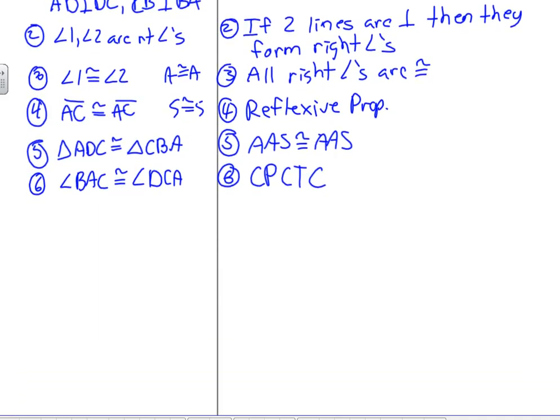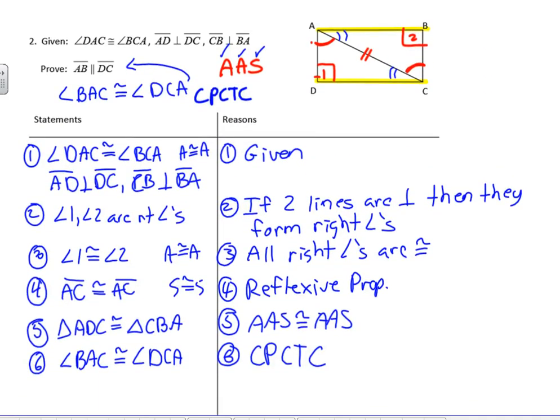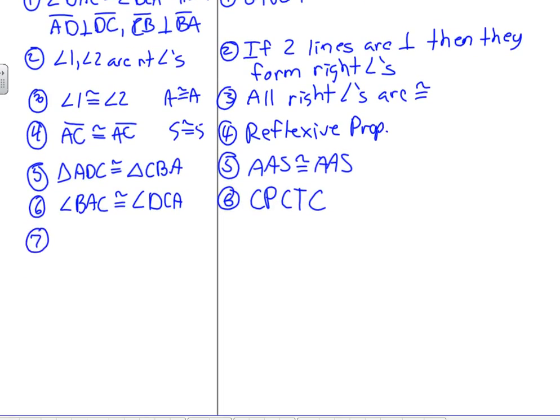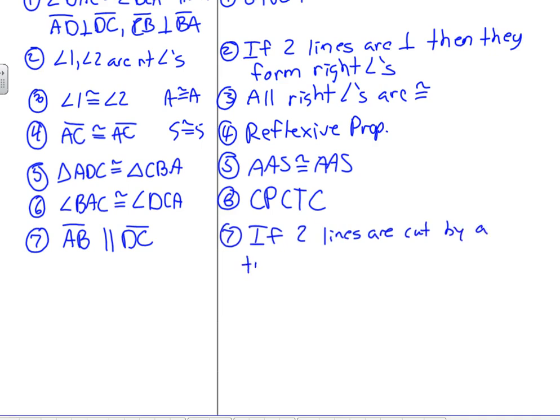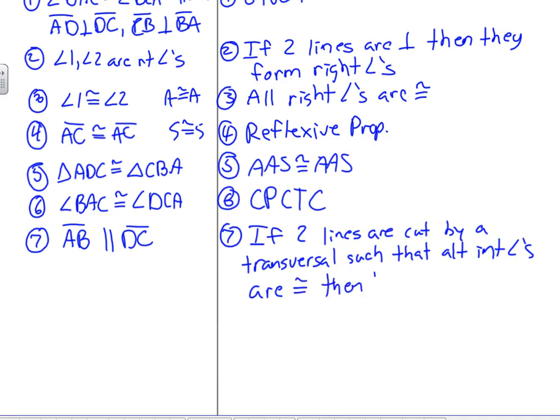Now, since those 2 angles are congruent, those are alternate interior angles, so we can say that AB is parallel to DC, if 2 lines are cut by a transversal such that alternate interior angles are congruent, then they are parallel.